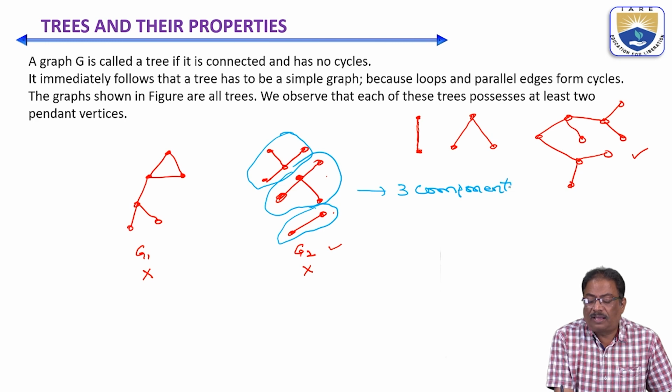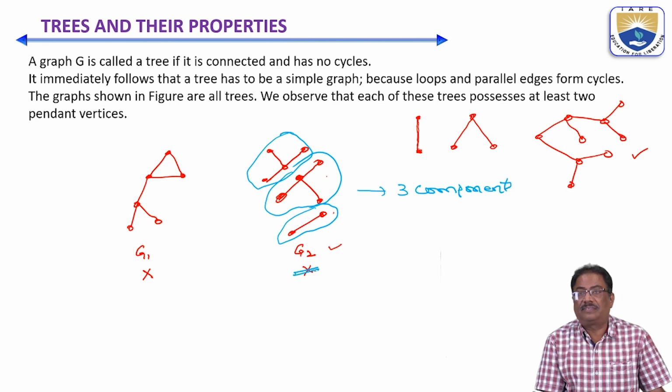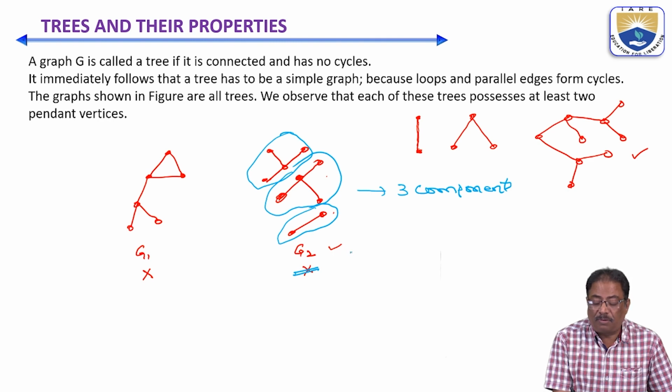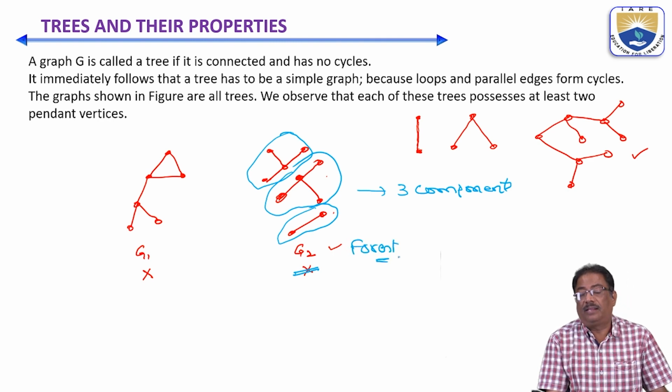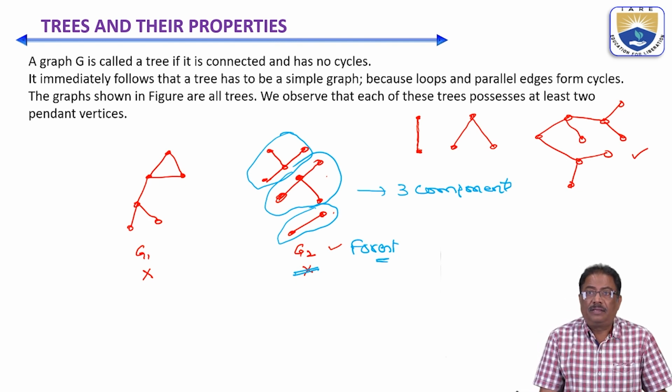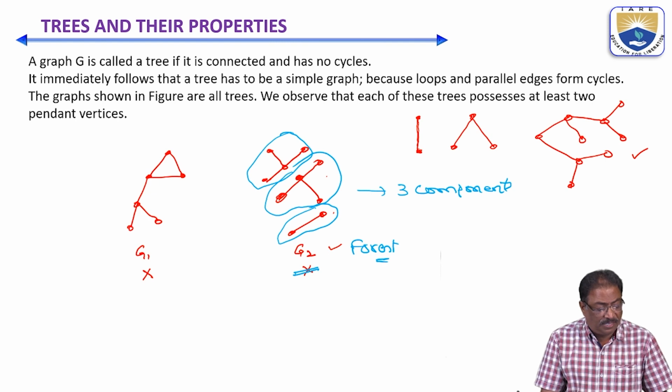Moreover, the graph is disconnected. When we consider G2, it is a disconnected one, but every component is a connected one. So it is not a tree, but we call it a forest. A forest is nothing but a graph having components that are trees. Then that graph is known as a forest.